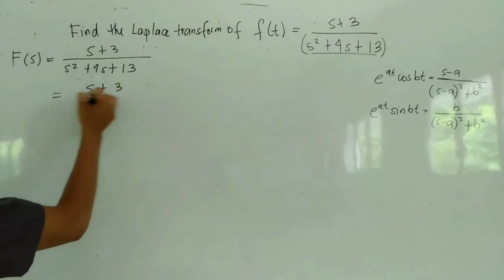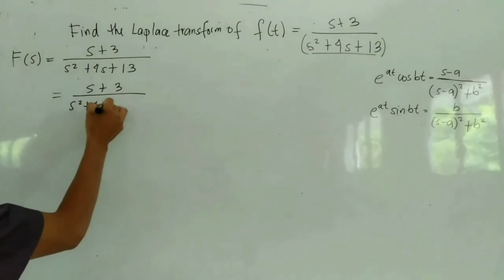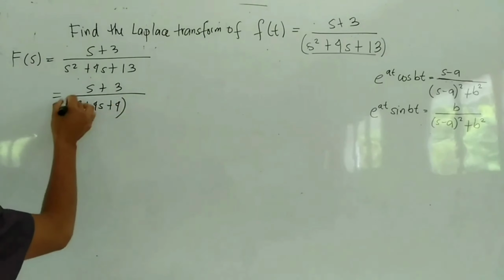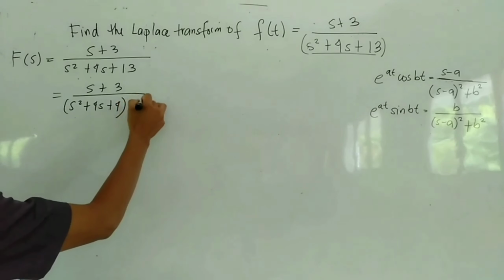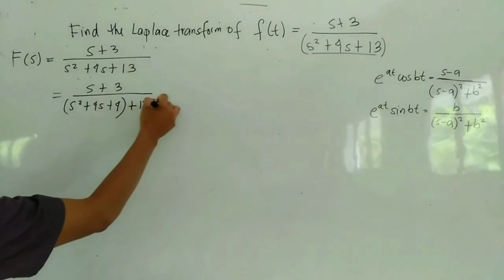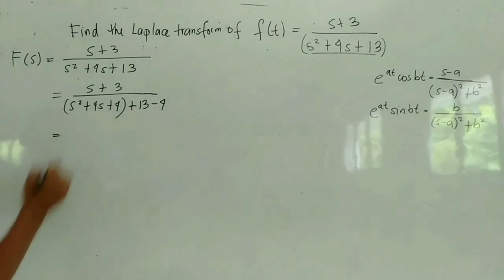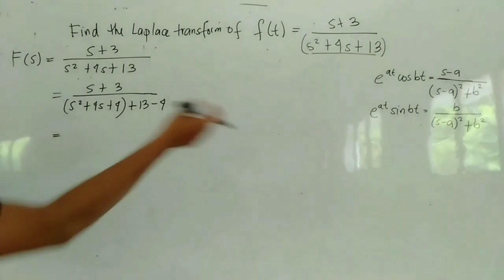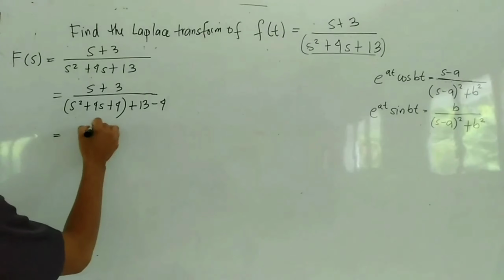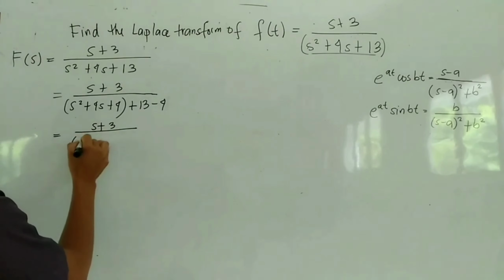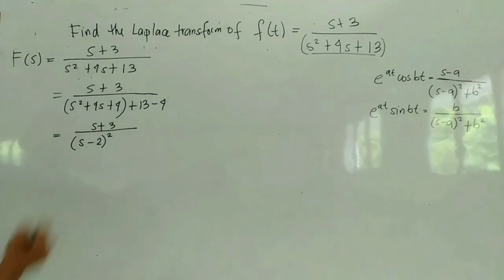So s plus 3 over s squared plus 4s plus 4. This is now when we convert it into a perfect square, then plus 13 and minus 4 to balance the equation. What's next is to convert this into s minus a squared. So s plus 3 over s minus 2 squared.